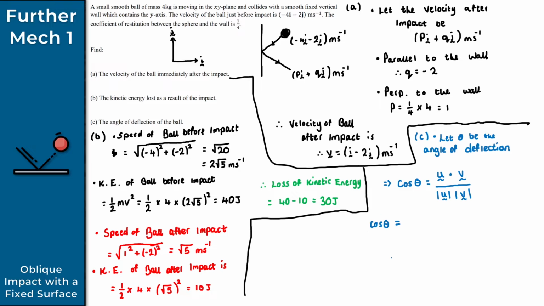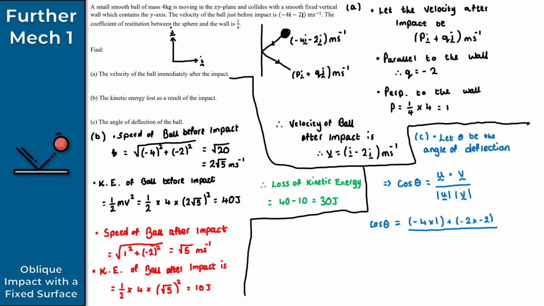So cos theta here is going to be equal to, what I'd get here then is minus 4 times by 1, because the coefficient here of i is 1. So minus 4 times by 1. We're dotting these together, right? We've got minus 4 times by 1 plus, now dot the j components together. So I've got minus 2 times minus 2 here. And that's all over the magnitude of the initial velocity vector times the magnitude of the final velocity vector.